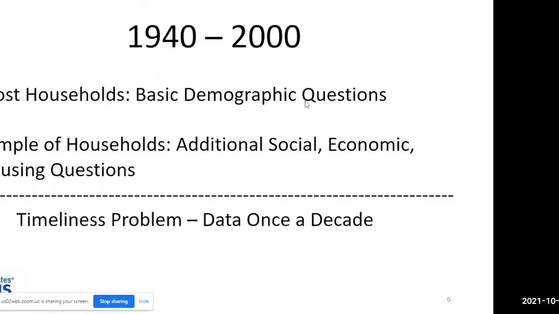So the census has, as I said, been conducted since 1790, but there's been changes along the way, of course. And in 1940, the concept of sampling began, where most households were asked the basic demographic questions like the name and the age and race and whether or not a person was Hispanic, those types of questions. But then there were a sample of households that were asked additional social, economic, and housing questions. And that's the way it was for 60 years. But there was always a timeliness problem with that, in that the data was only being collected and released 1 time every 10 years.